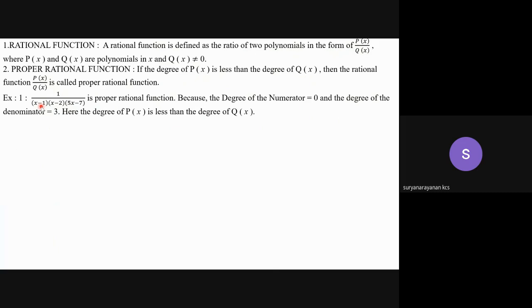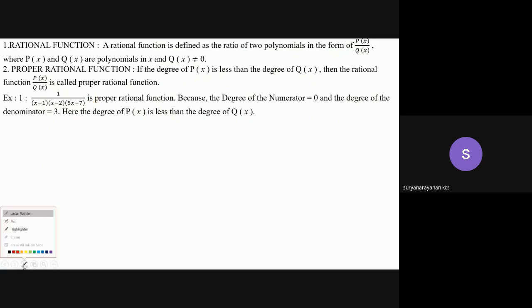So here the degree of the first polynomial in the bracket is 1. Here also 1 and 1. So to find the degree of this denominator, we add the exponents of x. Here 1 plus 1 plus 1, so 3. So we define here the degree of this denominator is 3. If you compare the degree of the numerator and the degree of the denominator, the degree of p of x is less than the degree of q of x. That is why this rational function is called a proper rational function.